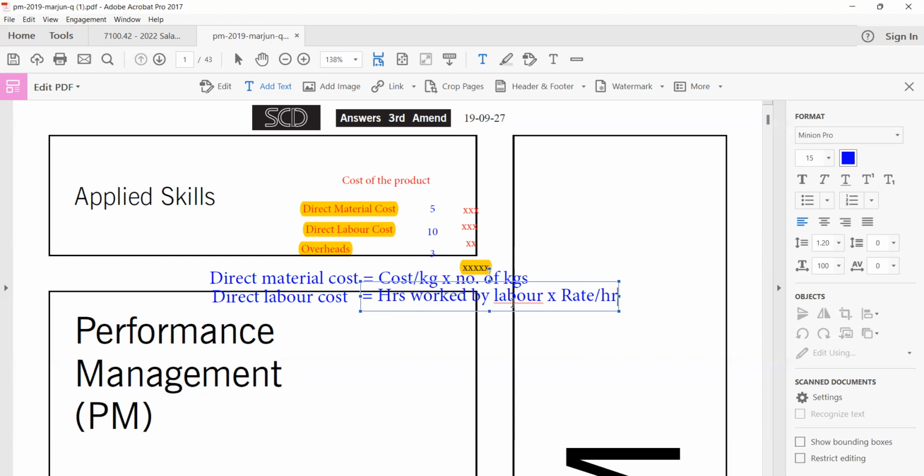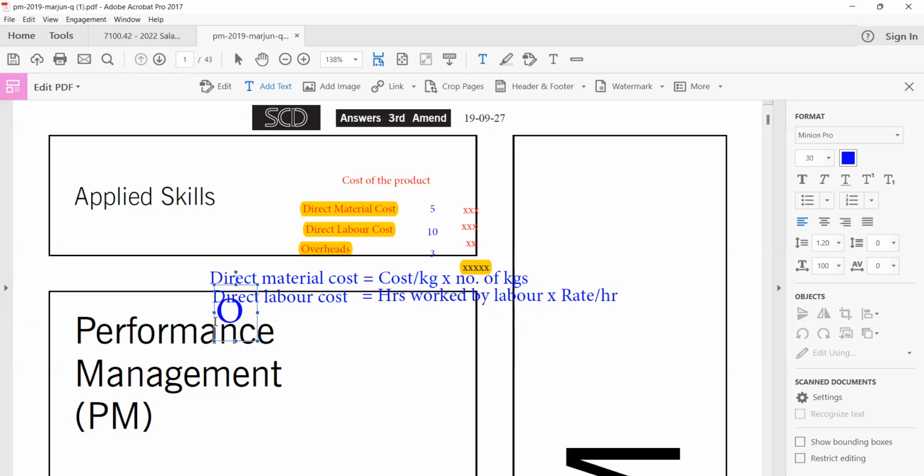If they give you the number of minutes worked by an employee, meanwhile the rate is per hour, you cannot multiply them. Why? Because the hours worked by the labor is in minutes and the rate is per hour. It's insane to multiply. So you can convert the number of minutes worked to hours, and now multiply by the rate per hour. You cannot multiply rate per hour by minutes. So we move on to the next bit, overhead.